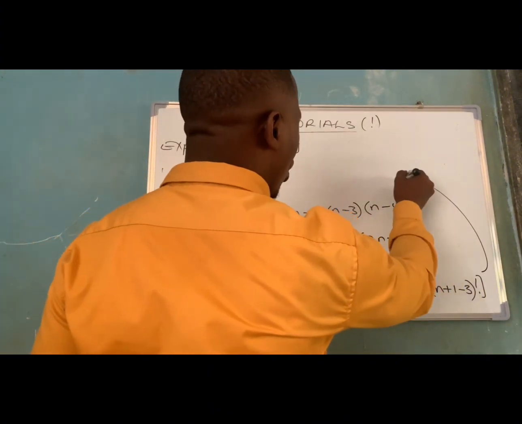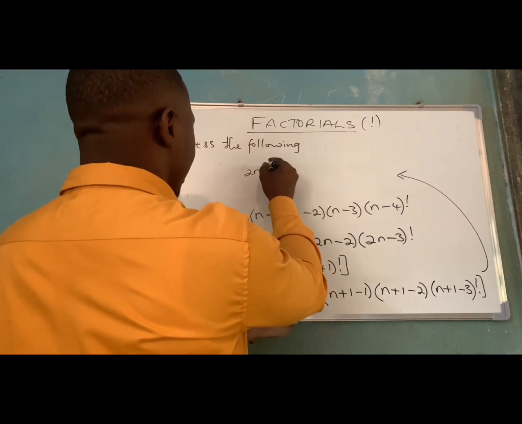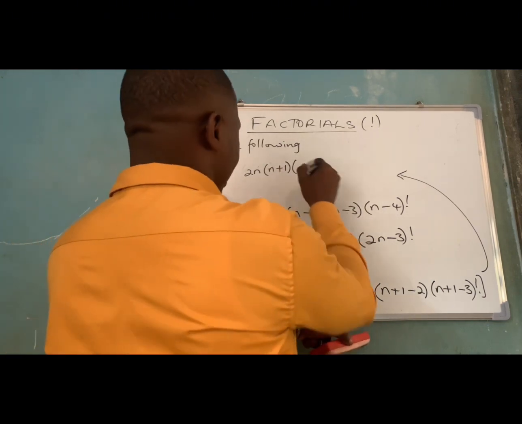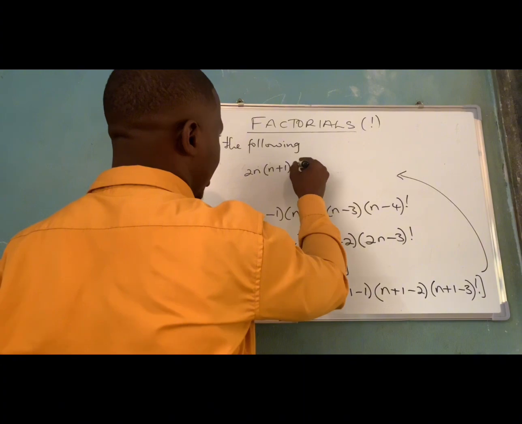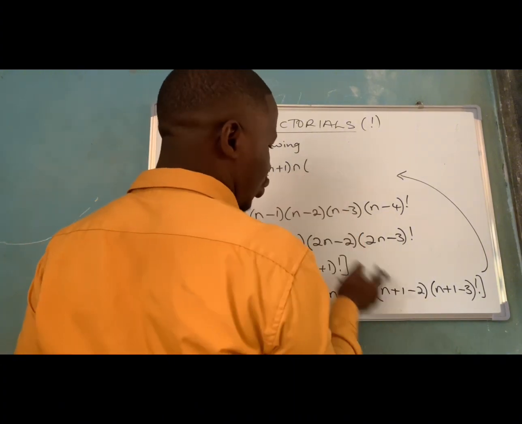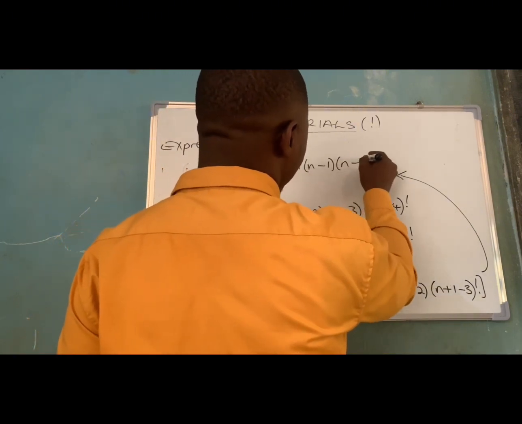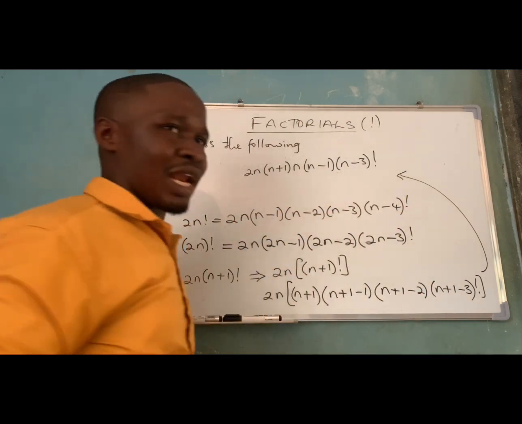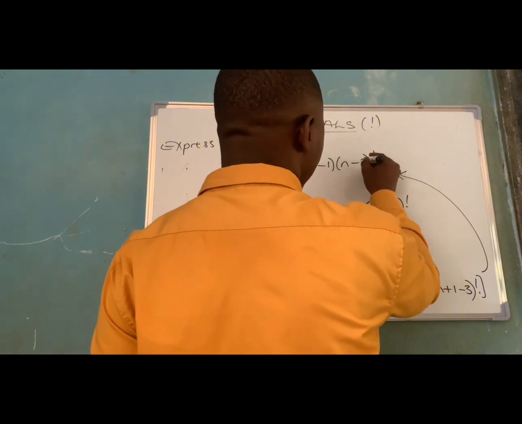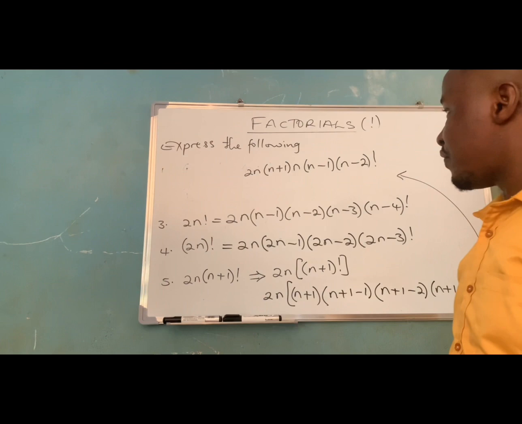Now, if we are to conclude this, we can say this is 2n multiplied by n plus 1 multiplied by what? Just n. Because 1 and 1 go away. So the next one is what? N minus 1, and this is n minus 3. Don't forget the factorial. So these are very key points for factorials.